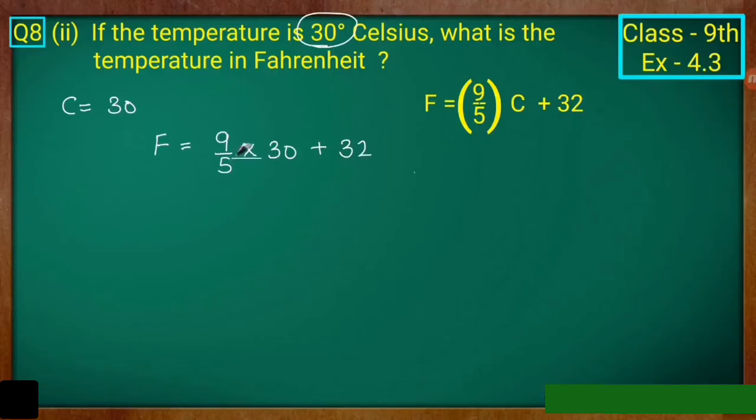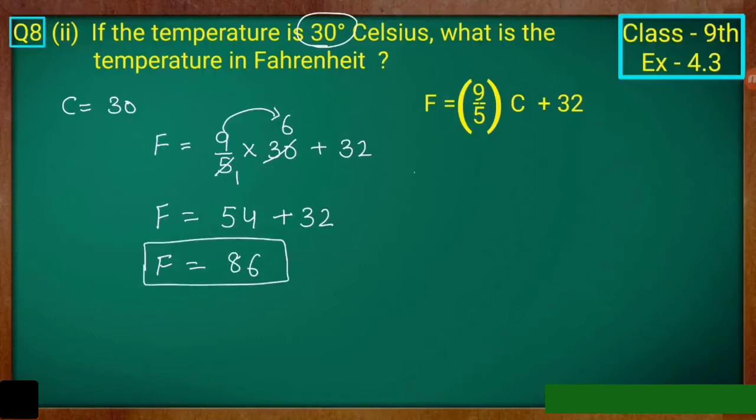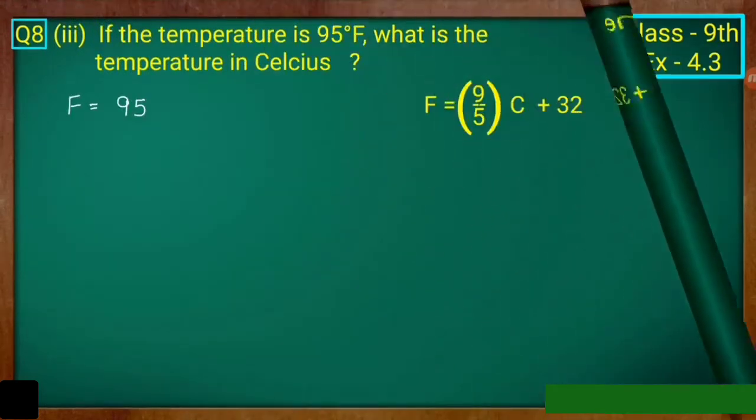Now divide 30 by 5: 5 sixes are 30. Now multiply 6 and 9, that is 54. Plus 32. Add both of them: Fahrenheit equals 54 plus 32, it is 86 degrees. So when Celsius is 30 degrees, Fahrenheit is 86 degrees.